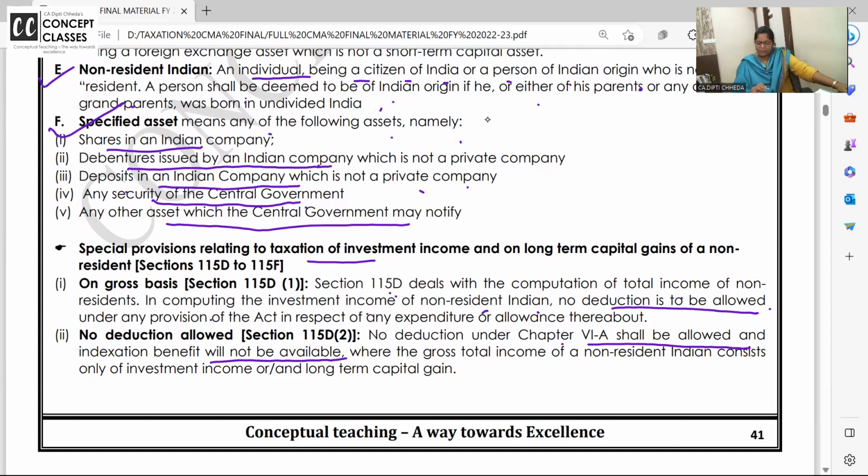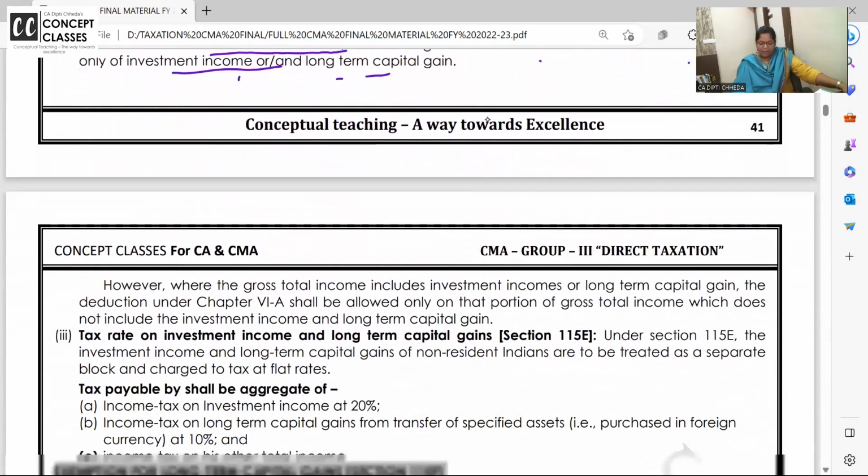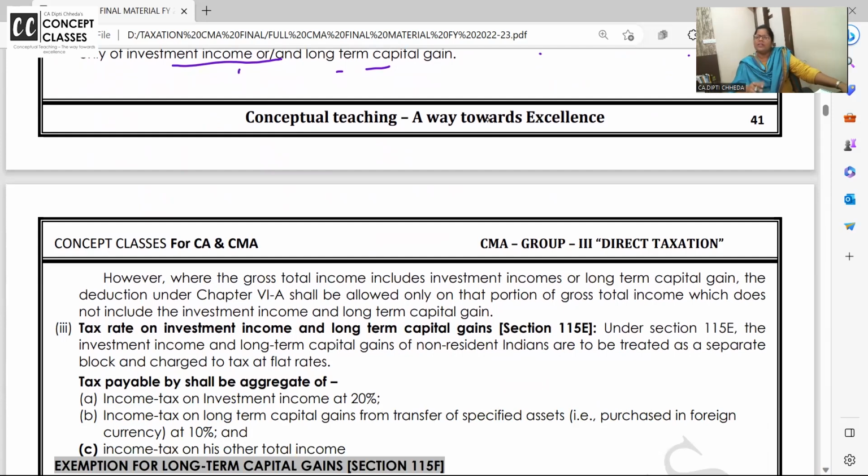Indexation benefit will not be allowed. Straight it will become taxable even if it is long-term capital gain, कोई index नहीं, where gross total income of a non-resident consists of only investment income and long-term capital gain. If that NRI is getting only these two incomes, कोई chapter 6A का deduction नहीं मिलेगा, कोई indexation नहीं मिलेगा. And what is actually the tax now? That is deducted in the form of TDS. So he doesn't even have to file a return in India.